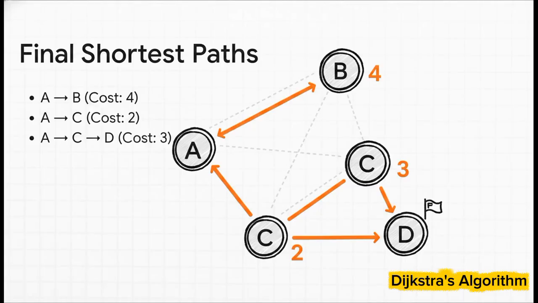And after we continue this process for the remaining towns, we arrive at our final result. This is the beauty of it. The shortest path to B is the direct one, costing 4. The shortest path to C is also direct, costing 2. But the shortest path to D isn't direct. It's actually faster to go via C, for a total cost of 3. The algorithm found it perfectly.